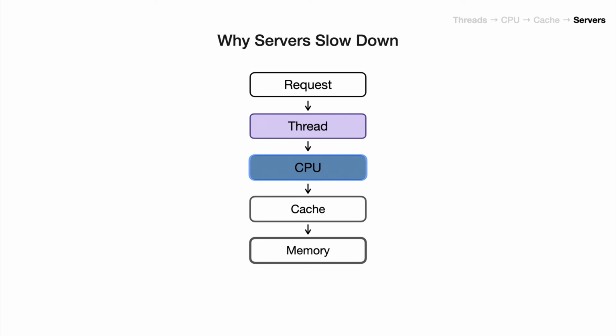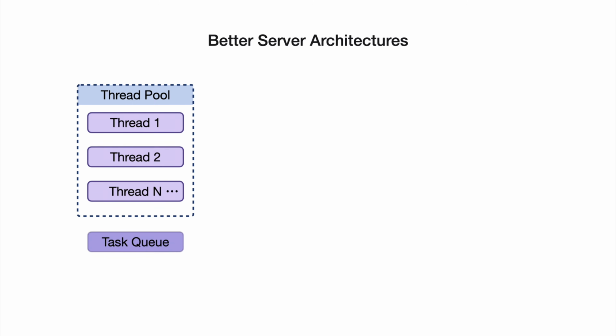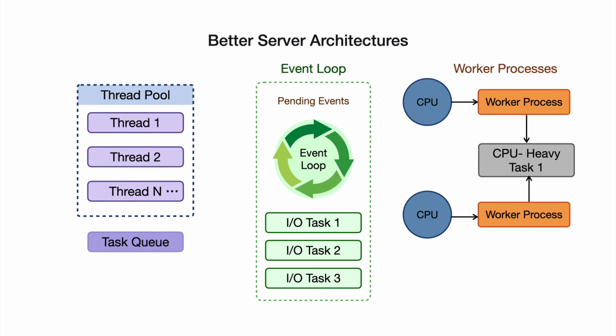This is why modern server architectures avoid creating unlimited threads. Instead, they use more controlled designs, such as thread pools that limit the number of active threads, event loops that avoid blocking threads while waiting for I/O, and worker processes that handle CPU-heavy tasks separately. The goal is simple: keep the CPU doing useful work and avoid unnecessary thread switching. Understanding this hidden cost is part of thinking like a systems engineer, layer by layer.